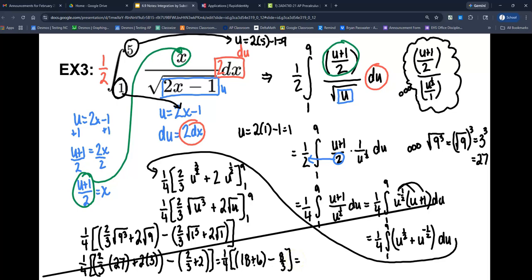18 plus 6 is going to be 24. We really need to change it so that it's over 3. 24 over 3, or 24, and we're putting it over 3. It's going to be 72. Is that right? That's 3 days, 72 hours, right? Minus 8 over 3. Whew.